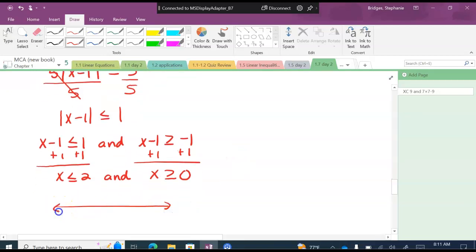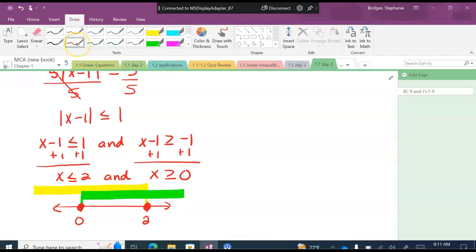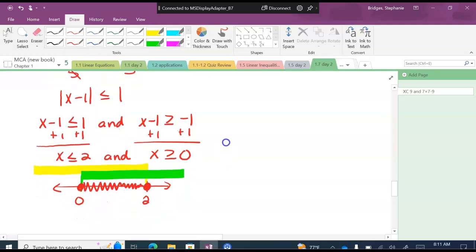0 is smaller than 2, so it goes on the left. I am less than or equal to 2, so that is closed and going to the left. I am greater than or equal to 0, which is also closed and going to the right. So we shade in the middle. That's where they both are. And what would my interval notation be? Perfect. Bracket 0, comma 2, bracket. Bless you. So far, so good.